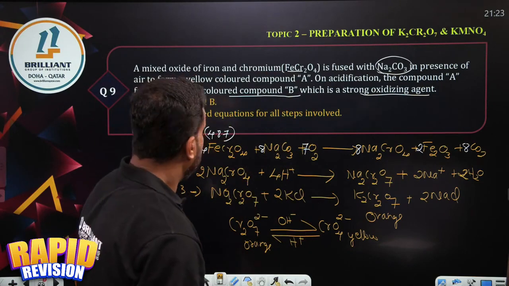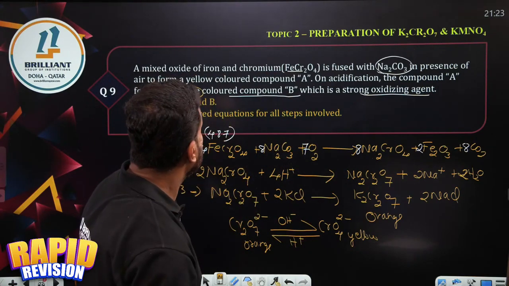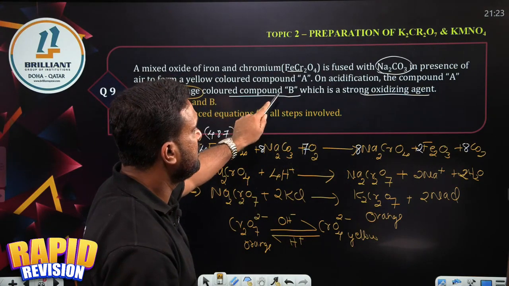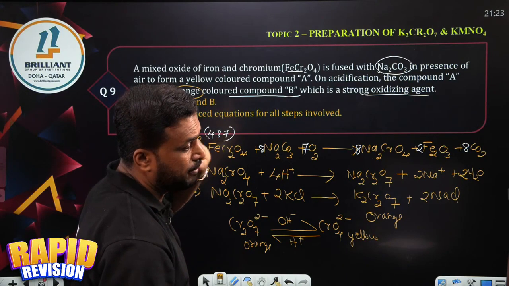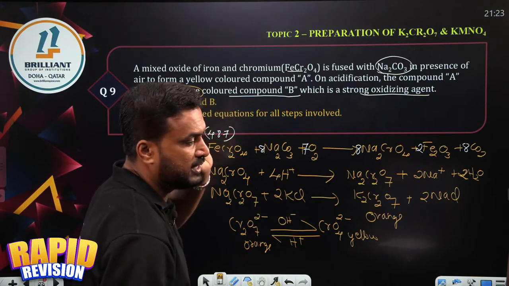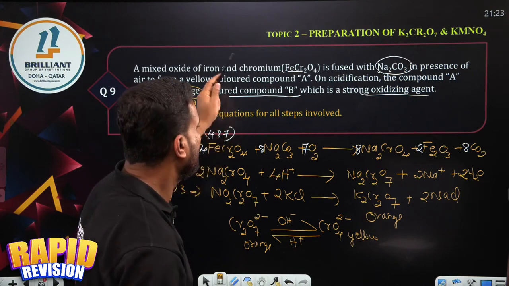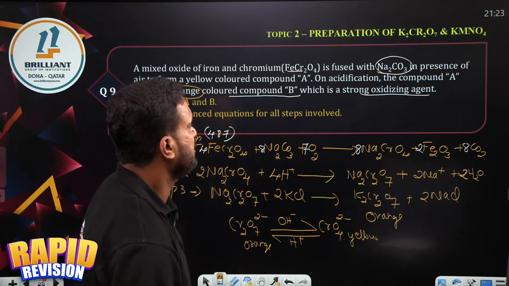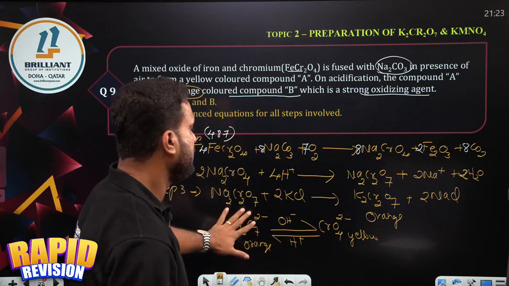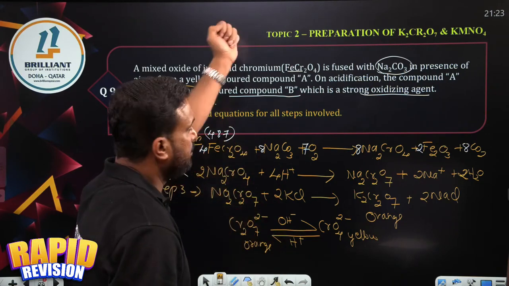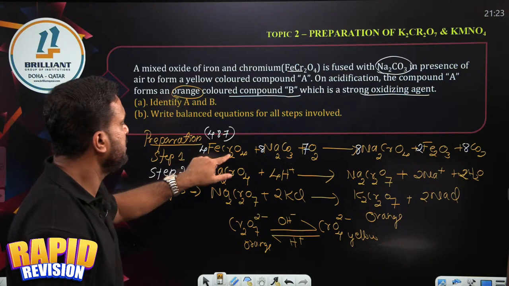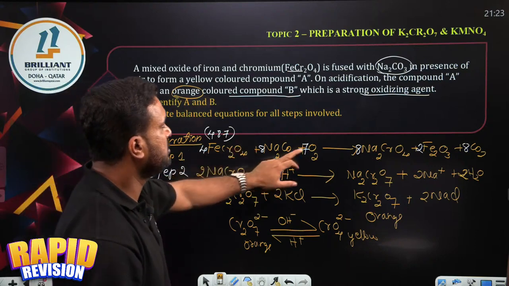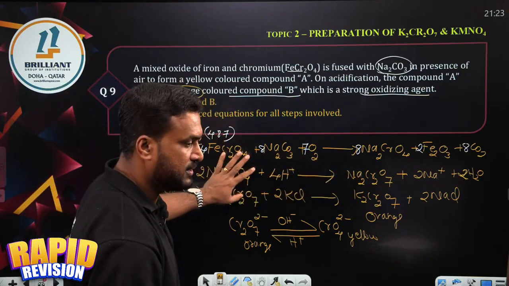I wrote the complete equation because they are asking for the orange colored compound. That orange colored compound is which one? K2Cr2O7. Normally, if in the question they are asking for these three equations, you need to write them, then you will get 2 marks. Anyway, I wrote the complete preparation because this is important. One question on preparation you can expect.